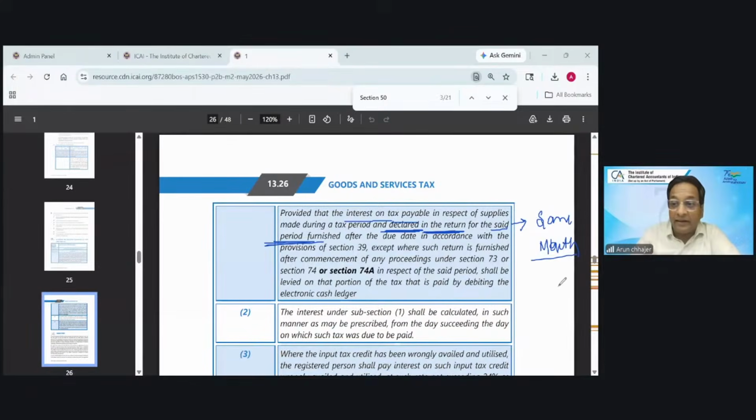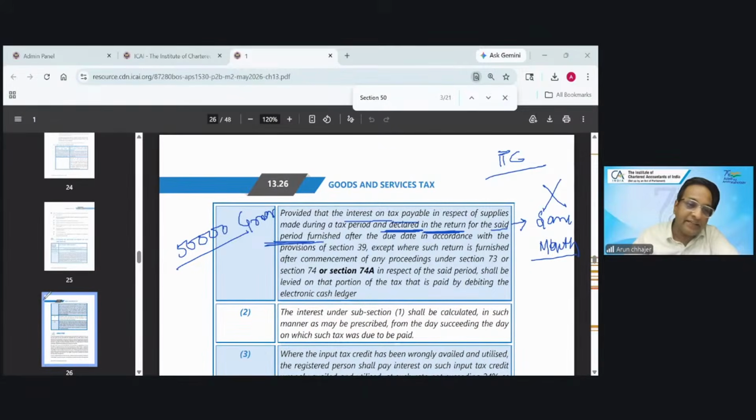But here, was it the same return? The answer is no. So he cannot take the benefit of the ITC. He cannot take the benefit of the ITC. So in this case, the interest would be payable on 50,000. That is the gross tax liability.